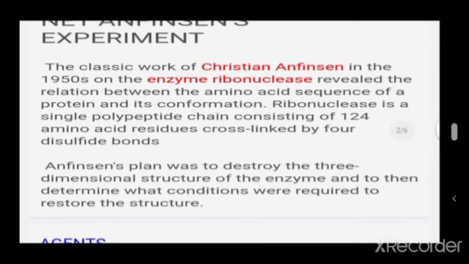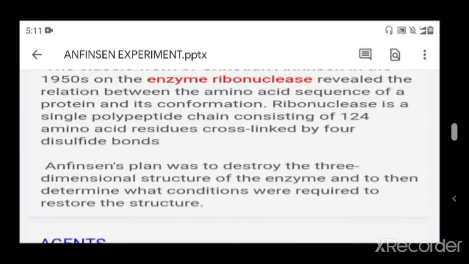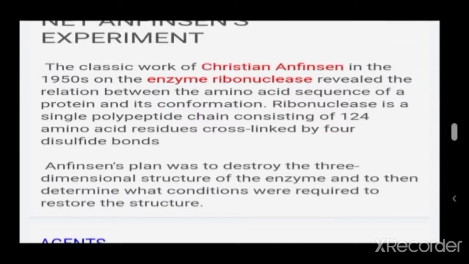The classic work of C. Anfinsen in the year 1950 on the enzyme ribonuclease revealed the relationship between the amino acid sequence of a protein and its conformation. Ribonuclease is a single polypeptide chain consisting of 124 amino acids, cross-linked by 4 disulfide bonds. Anfinsen's plan was to destroy the three-dimensional structure of the enzyme and then determine what conditions were required to restore it.